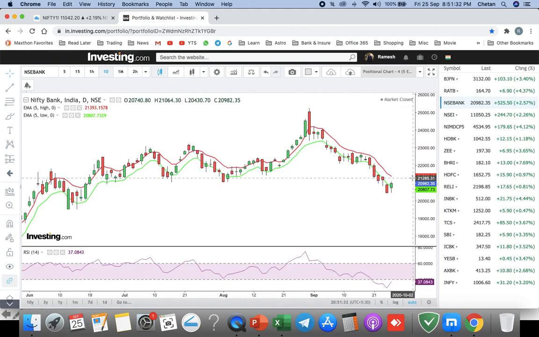In case of Bank Nifty, the same story. Once we cross 21,391, we are going to see a big move on the Bank Nifty. So just keep a note of these settings, and you can also save them on investing.com.